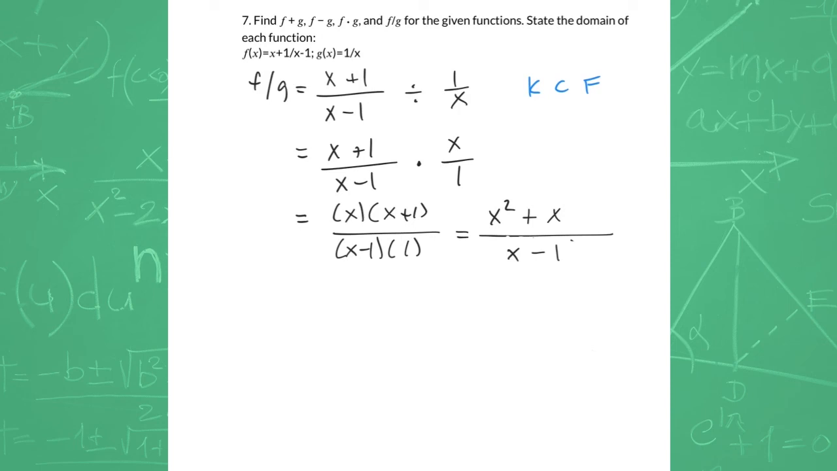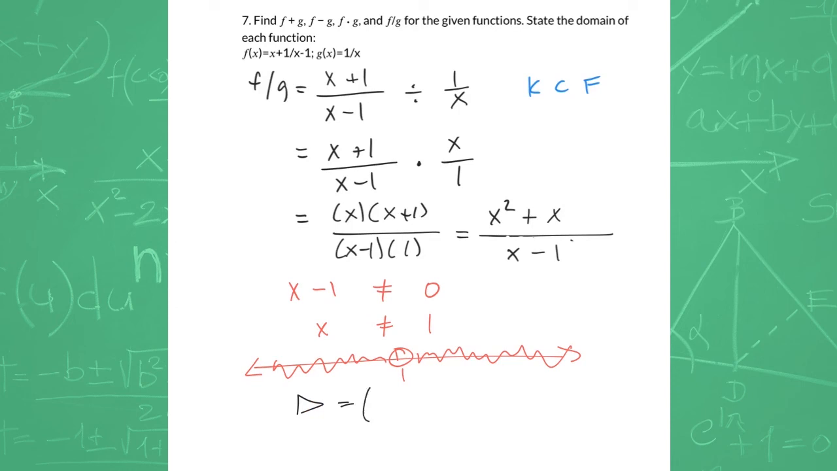Okay, now we can move on to stating the domain. So we see our only restriction is that x minus 1 cannot be equal to 0, which means x cannot be equal to 1. So when we graph that expression, we want to plot x equals 1 with an open circle because it cannot be included in our domain. We want to shade everything that can be included. And when we do that, we see that our domain lies on the interval from negative infinity to 1 and from 1 to infinity.